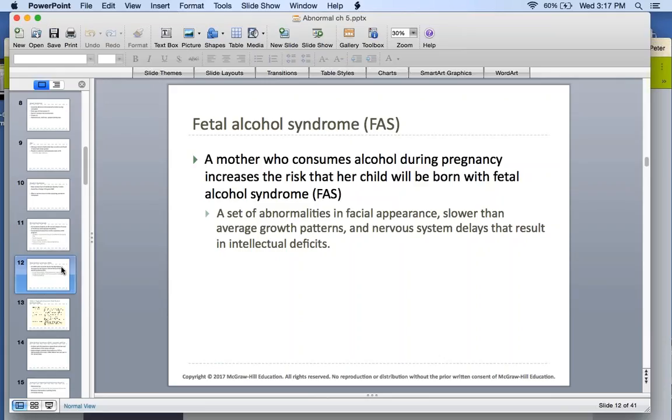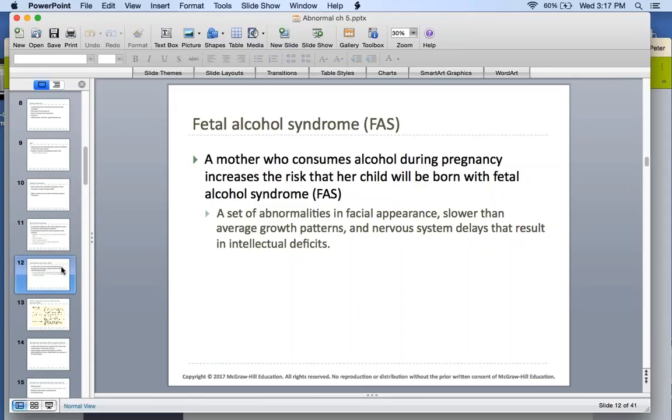So a mother who consumes alcohol during pregnancy increases the risk that her child will be born with fetal alcohol syndrome. Fetal alcohol syndrome is a set of abnormalities in facial appearance, slower than average growth patterns, and nervous system delays that result in intellectual deficits. This is something that can be prevented.